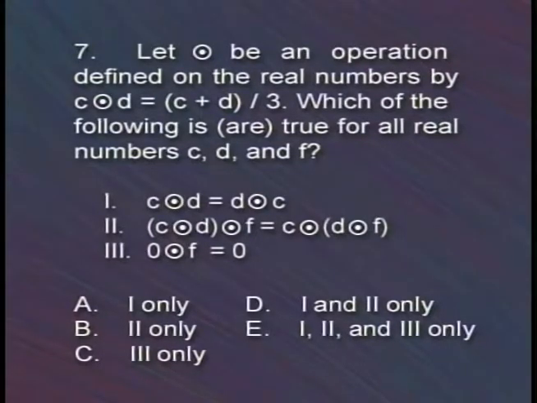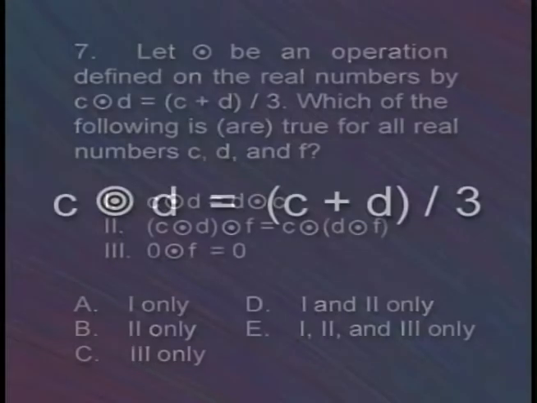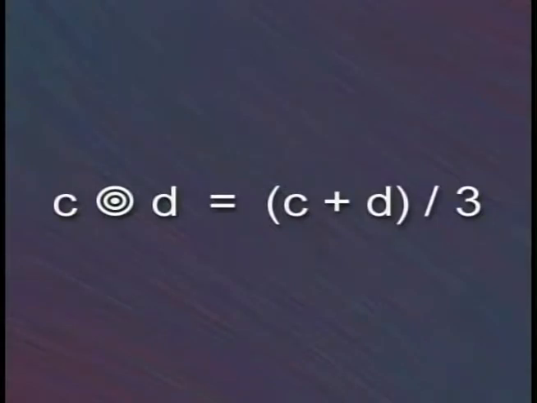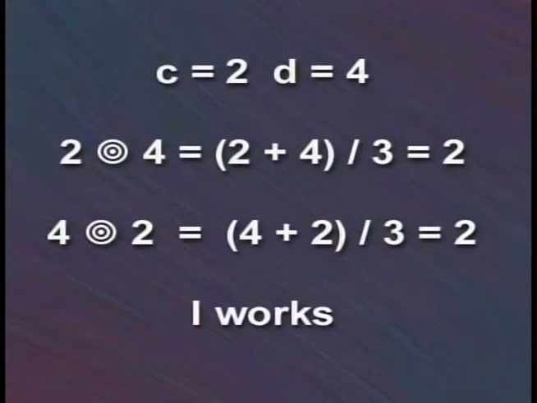This problem is asking us to play Let's Pretend. Pretend that the funny symbol, the circle with a dot between the C and the D, is defined by the mathematical operation C plus D divided by 3. Let's substitute some simple numbers to see how this definition works. Let C equal 2 and D equal 4, for instance. Then C circle dot D equals 2 plus 4, or 6, divided by 3, which gives us 2.